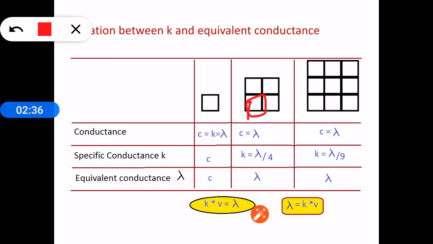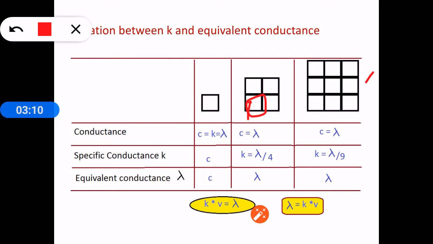Now the number of ions present in only one cube becomes 1 by 4th, and conductance depends upon the number of ions because they are the current carriers. So the number of ions present in 1 cc becomes 1 by 4th of the total number of ions, so the conductance also becomes 1 by 4th of total conductance, that is K equals lambda by 4.